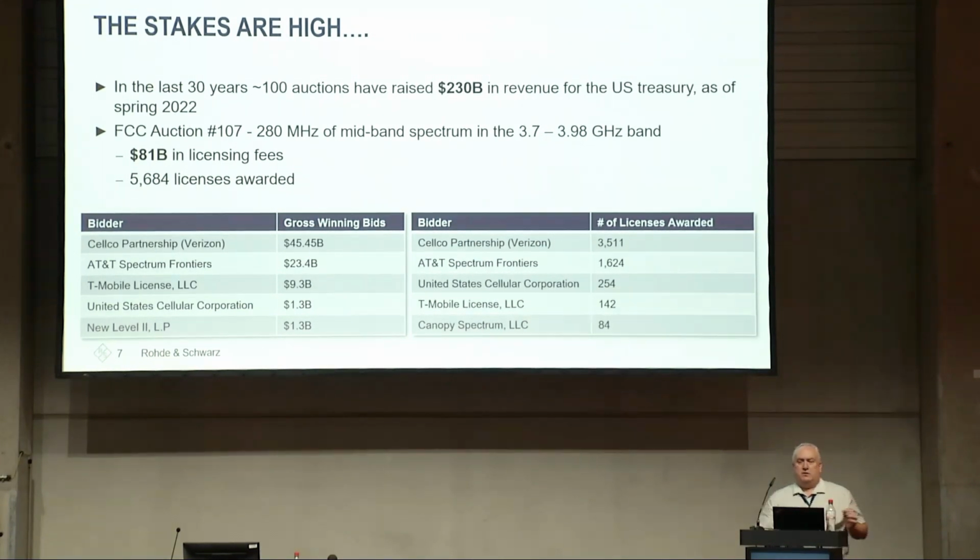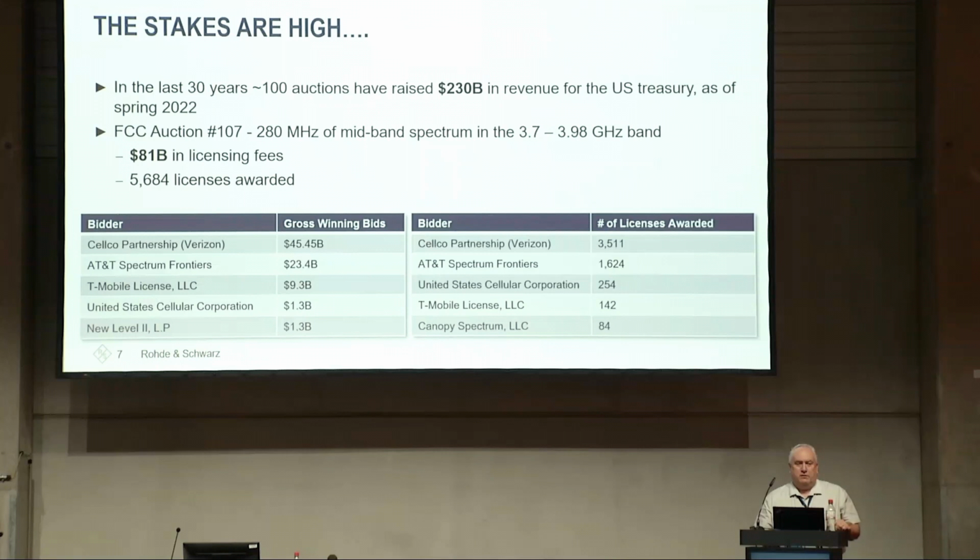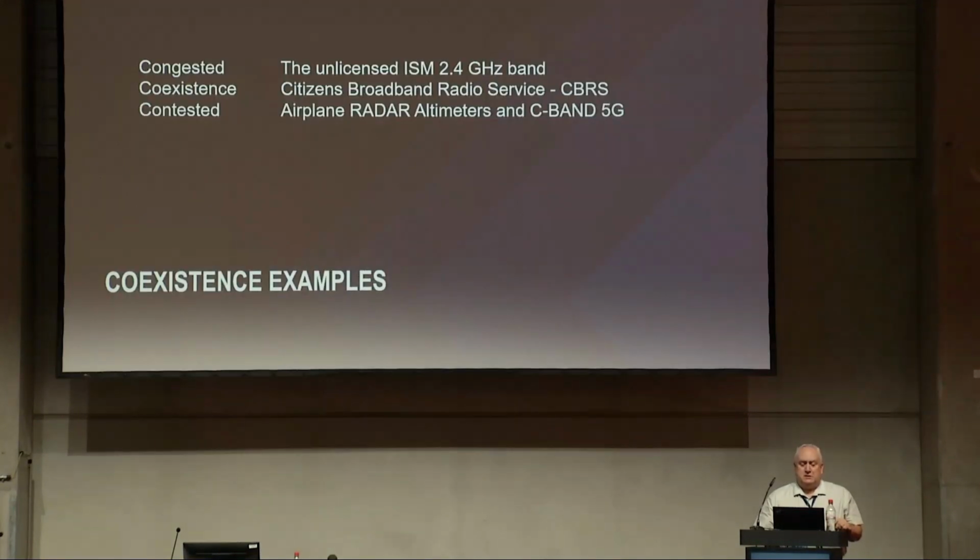The challenge is that there's a huge amount of money on one side of the equation, and that money talks when the US Treasury needs more money. They say, let's sell some spectrum, let's figure out how to share it with that Navy radar and so on. And that leads to challenges. So let's have a look at a couple of them.